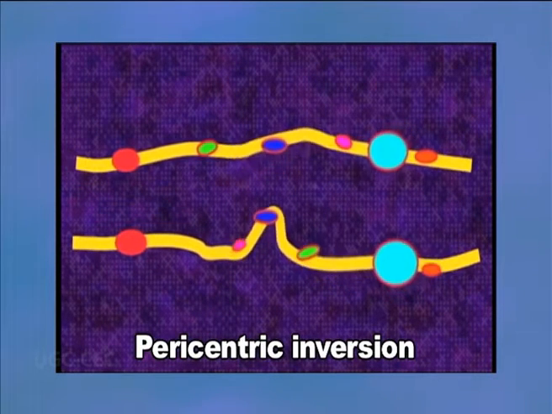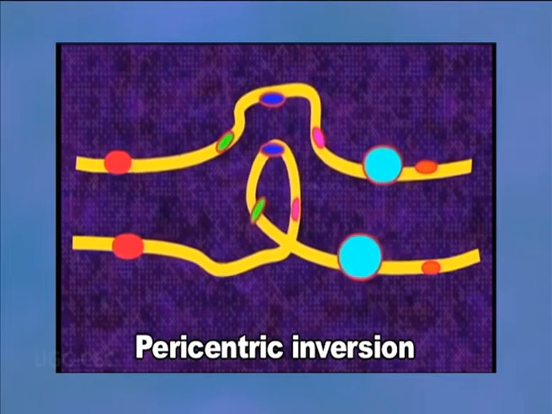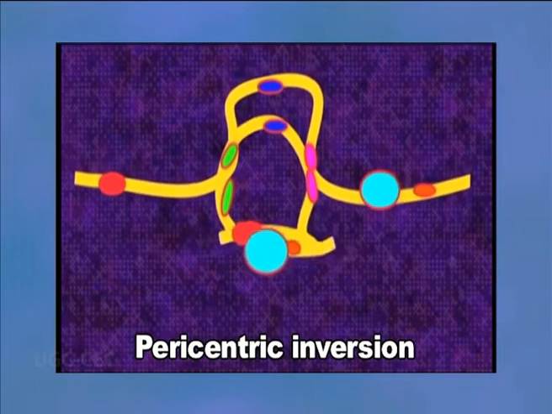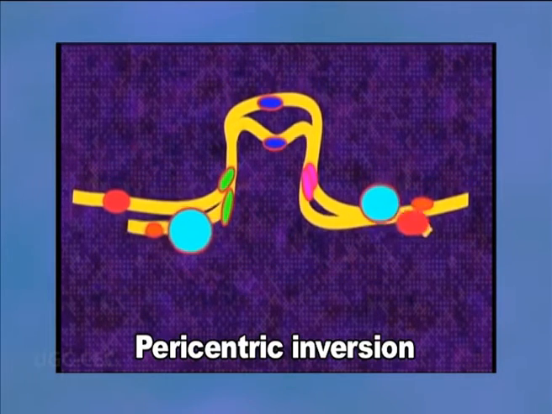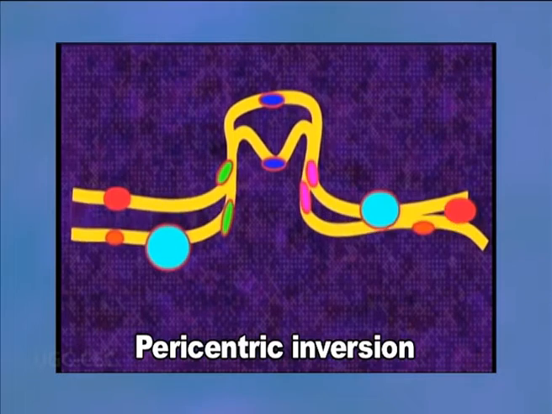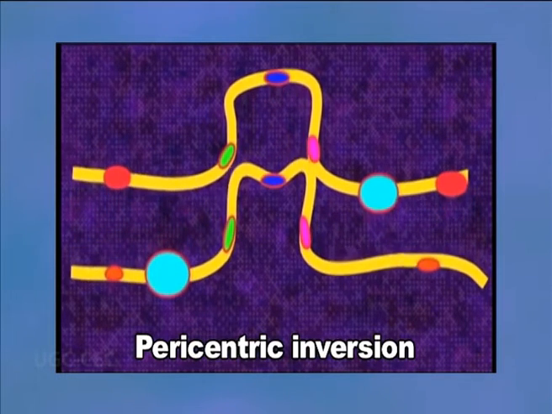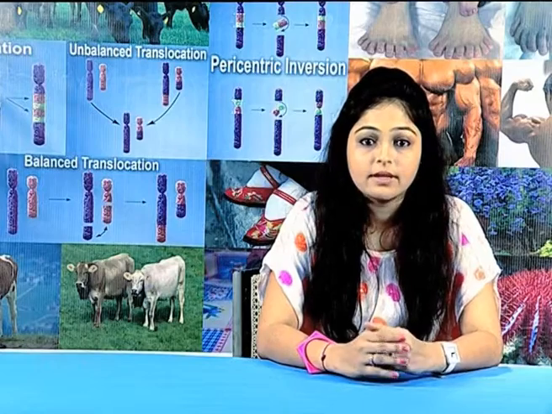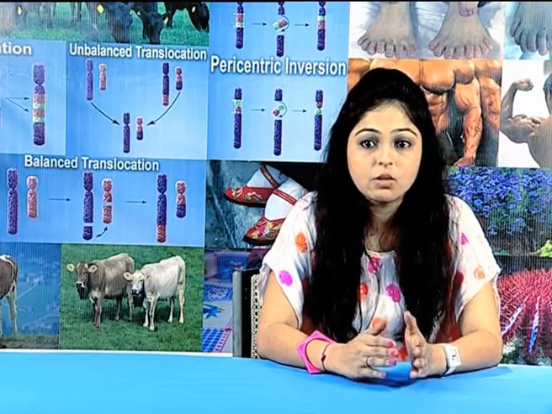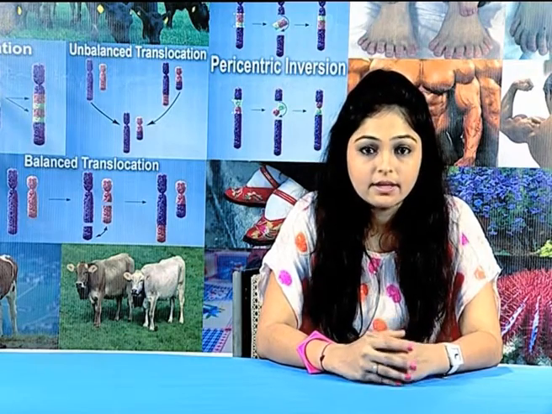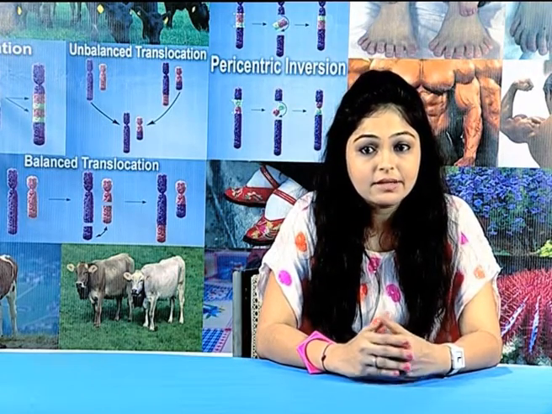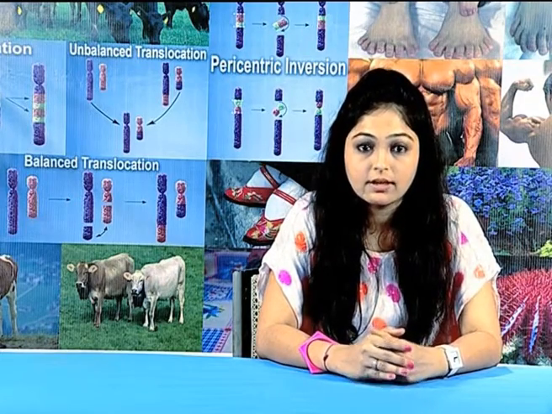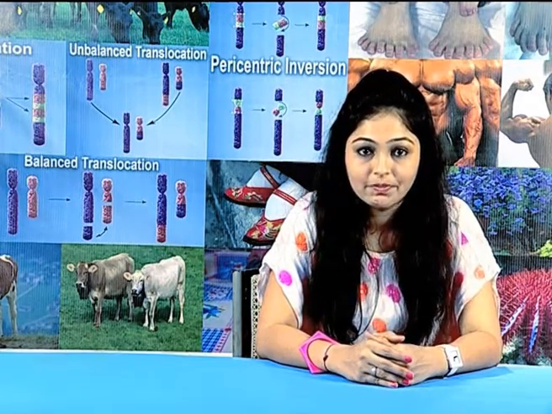Crossing over in a pericentric heterozygous inversion results in the formation of chromosomes which have duplications for certain genes and deficiency for others. The gametes receiving chromosomes with deficiency are rarely viable. Therefore, the recombination is lowered in the heterozygous inversions. Pericentric inversions in normal course lead to changes in the appearance of chromosome.